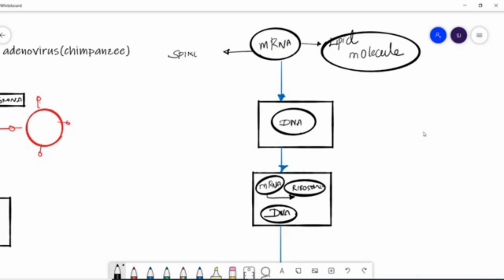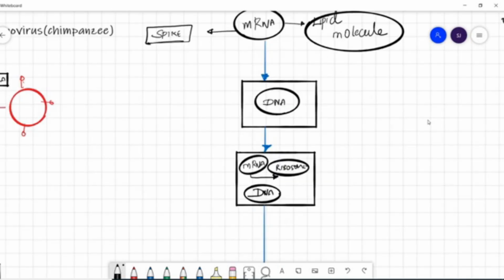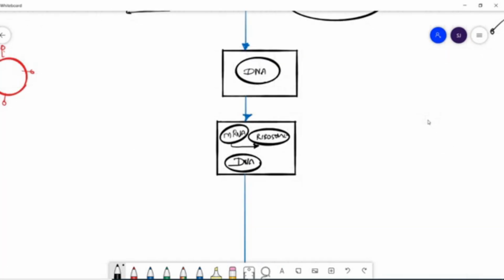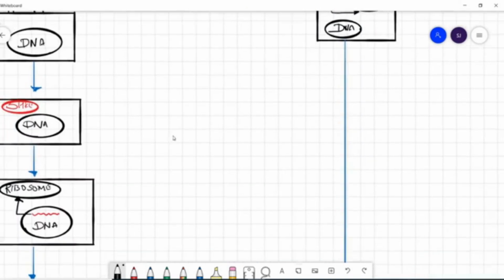So for coronaviruses, the spike protein information is fed into this mRNA directly, and that is sent into your body, and once this gets into your body and the ribosomes pick up that mRNA, the next step is the same.